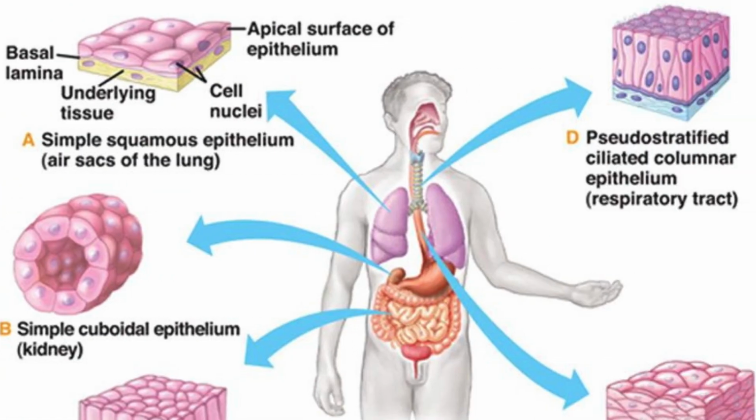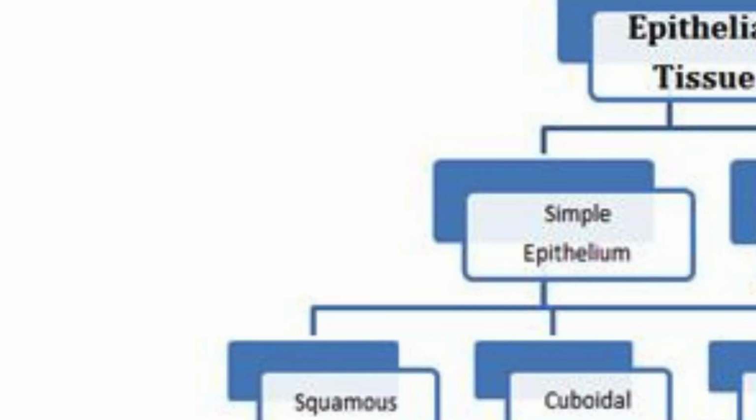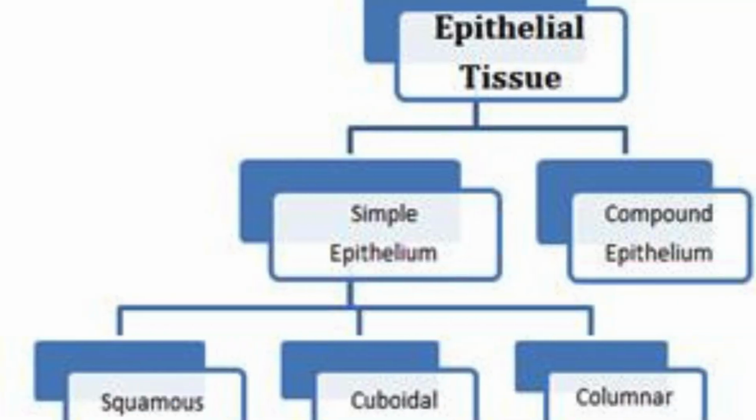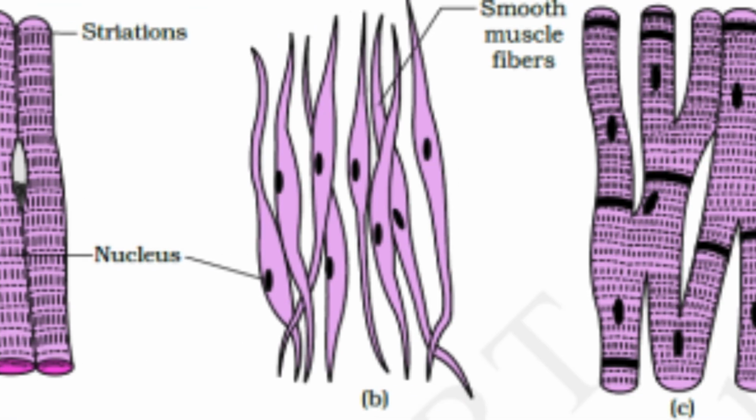So epithelial tissues can be specialized for protection, secretion, absorption, and even stretching? That's why epithelial tissues are so important. They serve as the body's first line of defense and adapt to various functions.